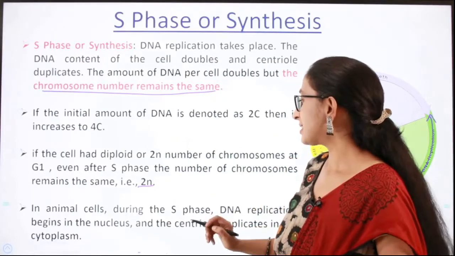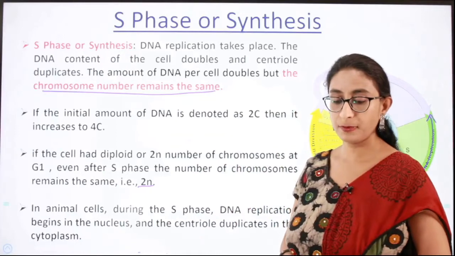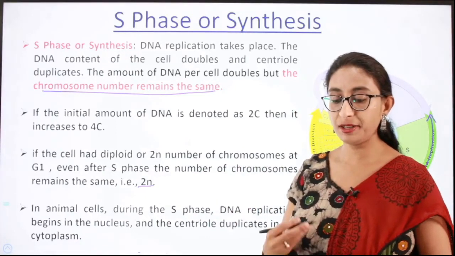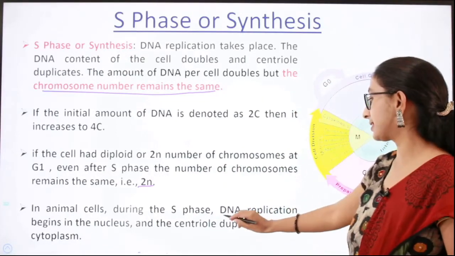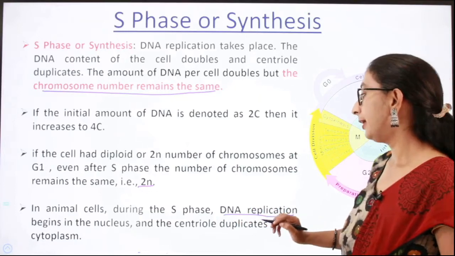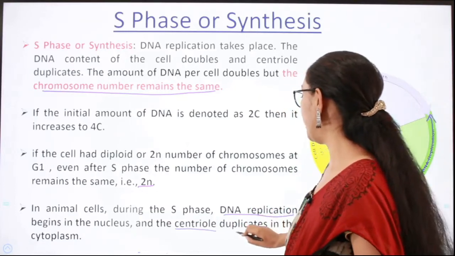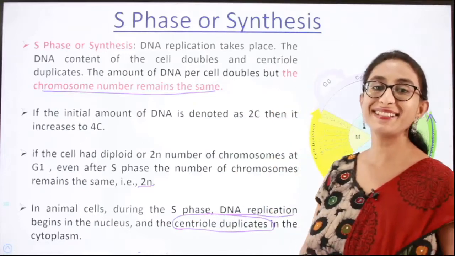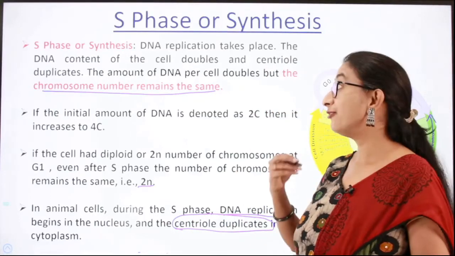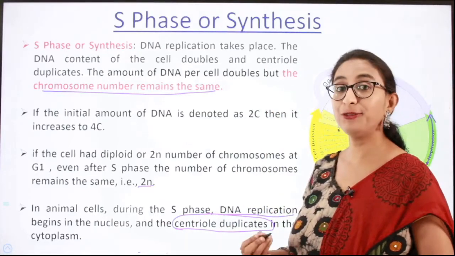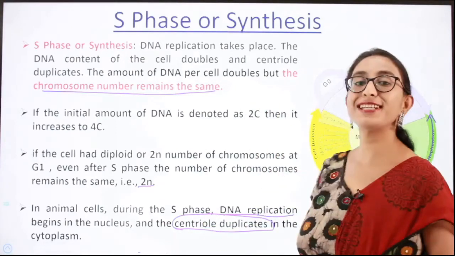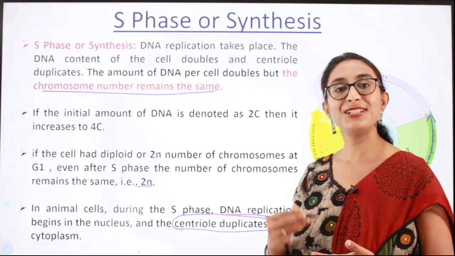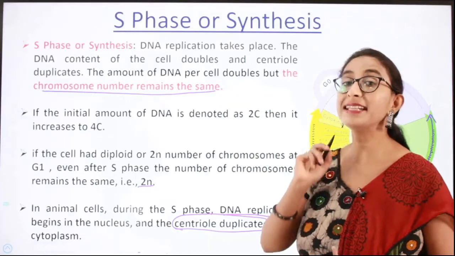And in animal cells, during the S phase, the DNA replication begins in the nucleus. Okay, and the centriole duplicates in the cytoplasm. So this has also been asked as a question earlier. In which stage of the cell cycle can you find the duplication of the centriole happening? Is it in G1, S, G2? It is in S phase.